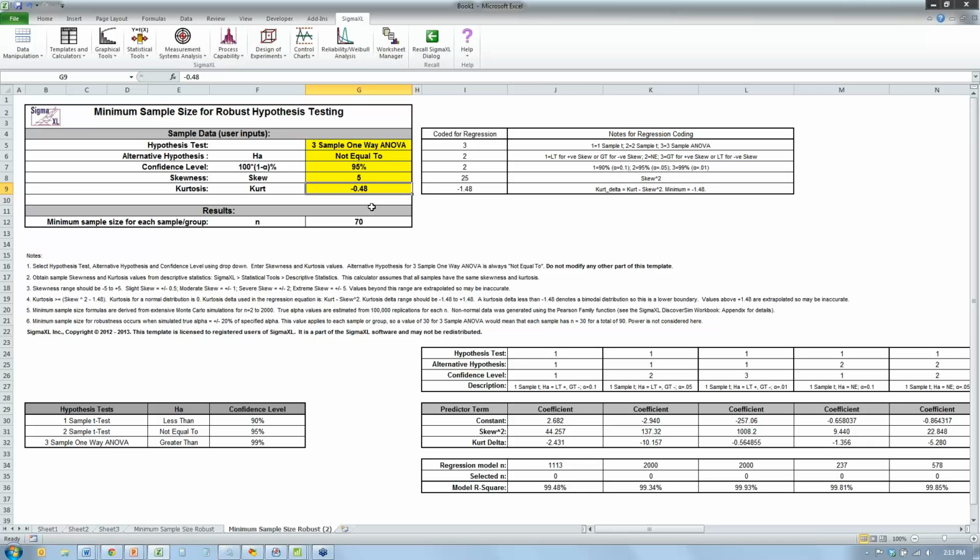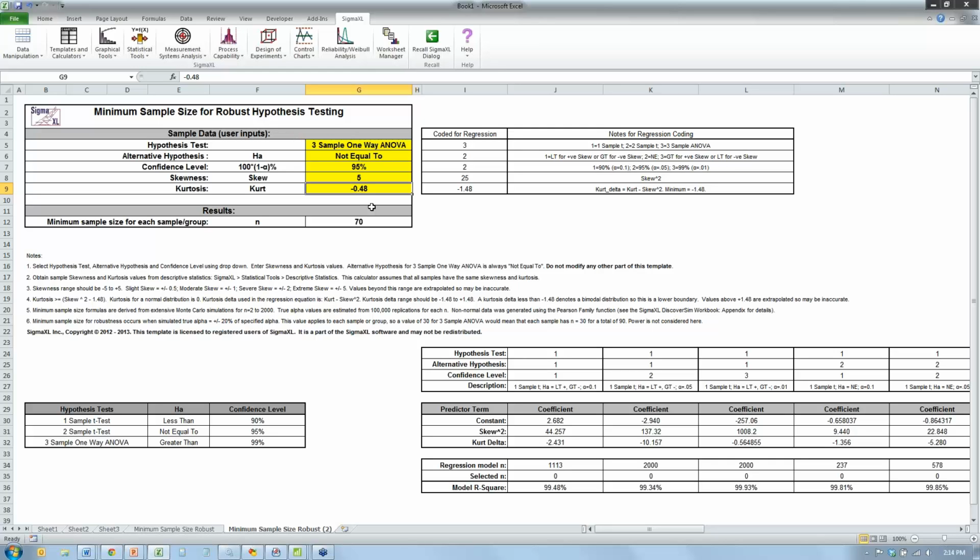So this template allows you to choose from One-sample T, Two-sample T, and the ANOVA, one-sided, two-sided, different confidence levels. It gives you that minimum sample size. So from a teaching tool point of view, or just trying to understand, is it safe to use the One-sample T-test, you can use this calculator. And it also just helps to give you a feel for just how robust are the tests.